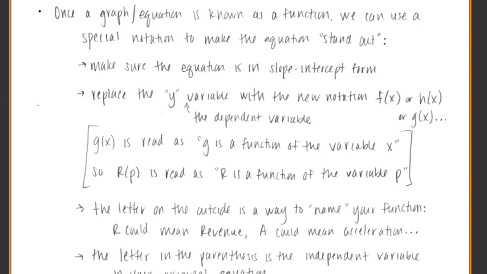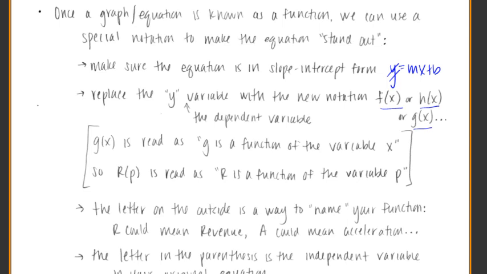And how you do that is you look at your equation, and we make sure it's in slope-intercept form, so it's solved for y, just y equals mx plus b. And once it's in that form, we take away the y and introduce this new thing called function notation. We can either replace the y with f of x, h of x, or g of x. And notice how I say it: it's f of x. This is a function of the x variable. And the f, h, and g out front are just a way to name them.